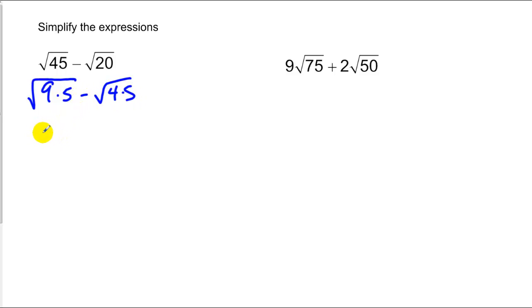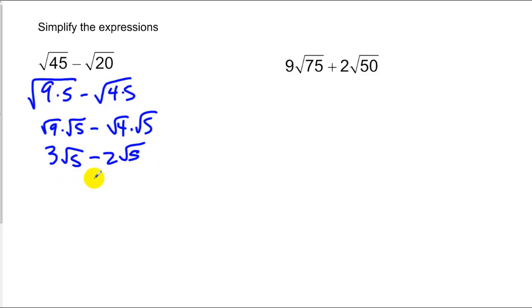So this goes to the square root of 9 times the square root of 5 minus the square root of 4 times the square root of 5. This is 3 root 5 minus 2 root 5. I have like roots now. I subtract the coefficients out in front. So that's 1 root 5, which you can just say is root 5.